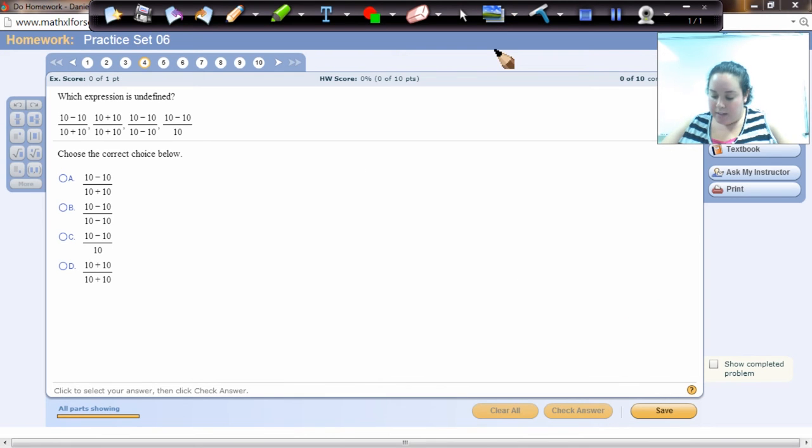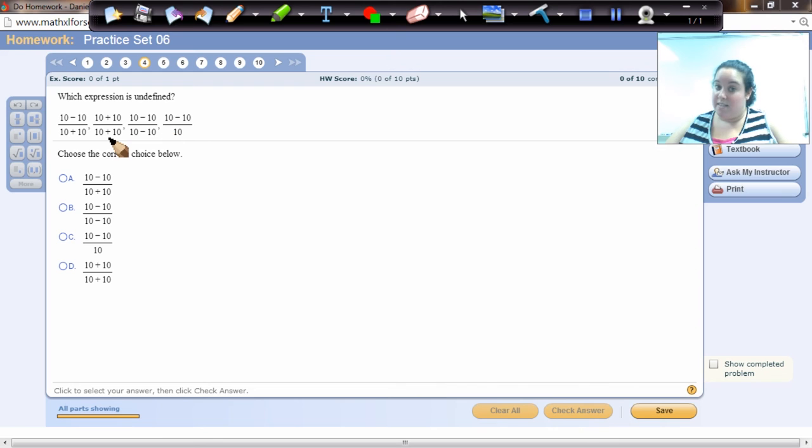So, are we trying to divide by 0 anywhere? If we're dividing by 0, do the numerators matter? Not at all, okay? All that we have to look at are the denominators. We have to figure out which denominator is trying to be 0. Okay, 10 plus 10, that's not 0, that's 20. 10 plus 10 again, that's fine. 20 is no big deal.